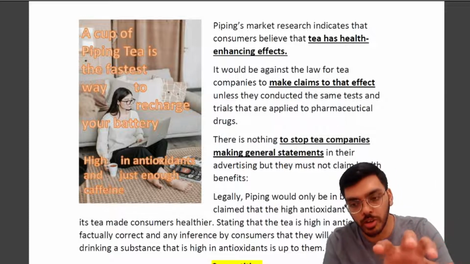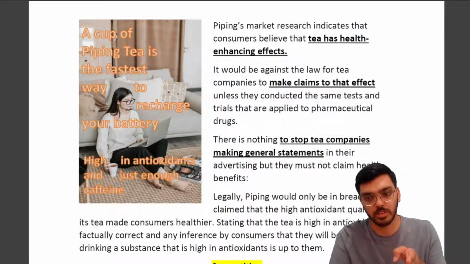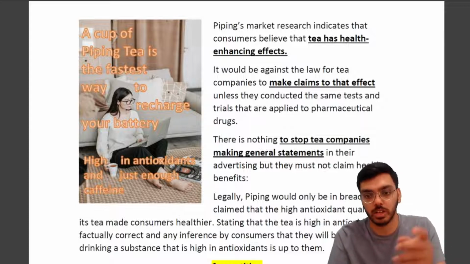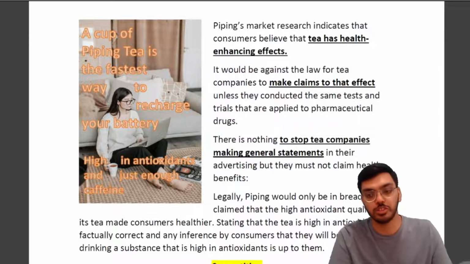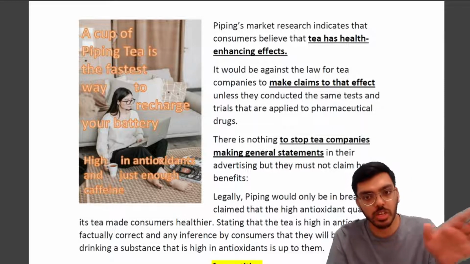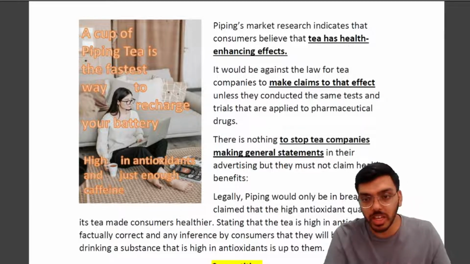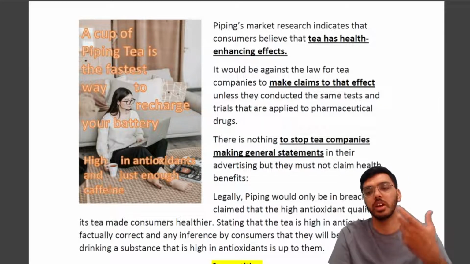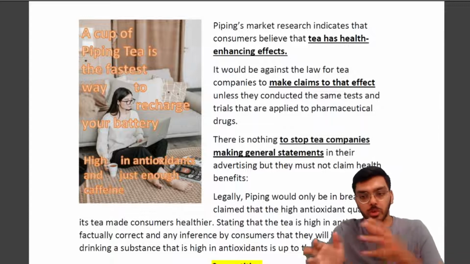So the known facts are that tea has health enhancing effects, but no tea company can specifically state this is the health benefit and this much health benefit you will receive if you have not had any strong research proofs for the same. So there is nothing to stop tea companies from making general statements in their advertisement, but they cannot claim any health benefits. You can say that it will keep you fresh, it will help your sore throat, but you can't say that you can cure a sore throat with our tea.